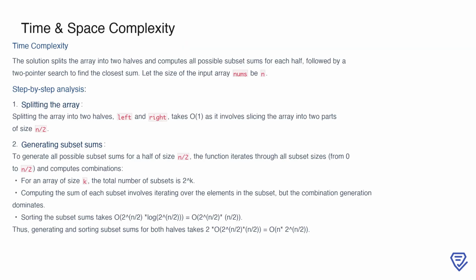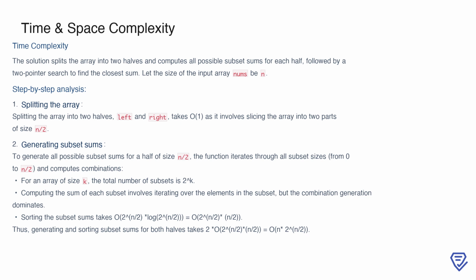To analyze the time complexity of this solution, we begin by looking at the process of splitting the array into two halves, which takes constant time, O(1), since it's just slicing the array into two equal parts. Next, we generate all possible subset sums for each half. For a half of size n/2, the total number of subsets is 2^(n/2), and while computing each subset sum involves iterating through the elements, the dominant factor here is the number of combinations generated.